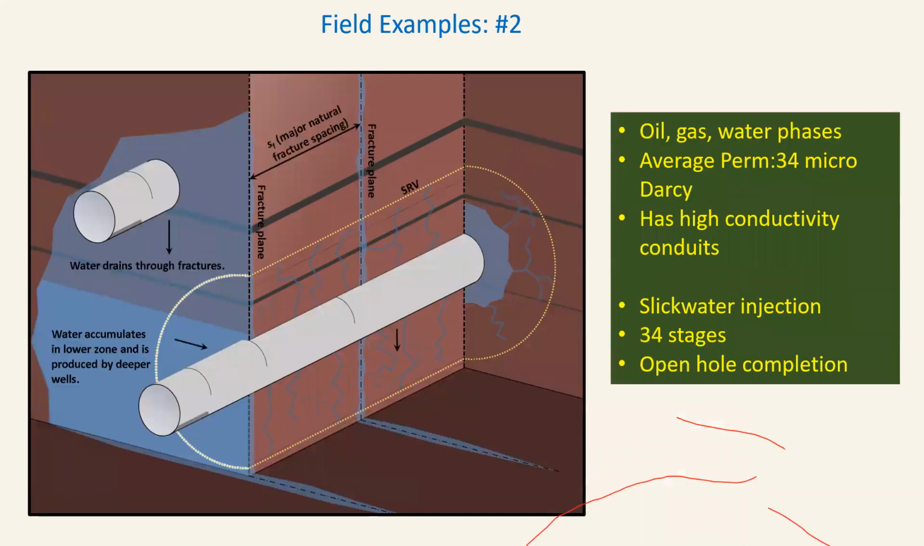Okay, number two. Similar permeability to the previous case, but there are now natural fractures going through this system, huge natural faulting fractures. And this company, well, you'll see. And they also did open hole completions. So those natural fractures ended up controlling how these wells fractured.